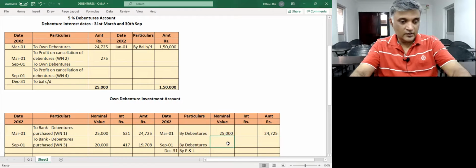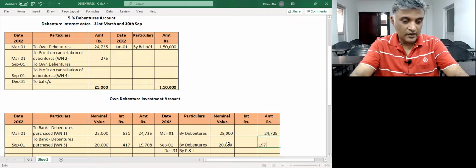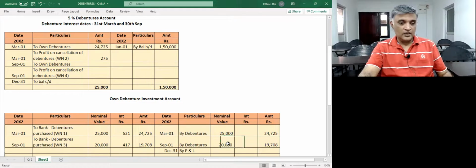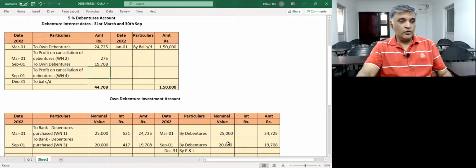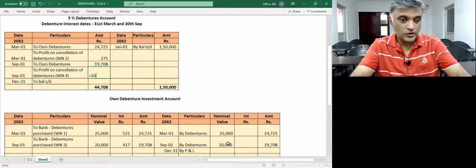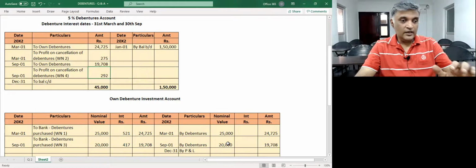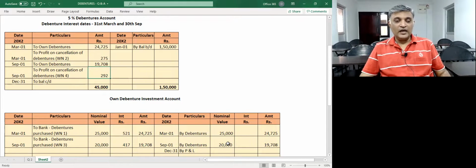So we will say 20,000 here. We will transfer 19,708 to the debentures account. So under the debentures account, we'll say to own debenture 19,708. So we are going to cancel a liability worth 20,000 by paying just 19,708. So what's the difference between 20,000 and 19,708? It's 292 rupees. This is the profit on cancellation.